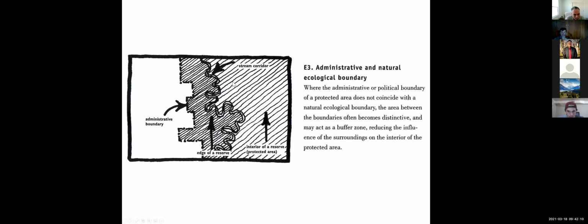Right, so in this case, that stream corridor would probably be creating a more natural type of an edge for that interior of the reserve. But they've created this sort of additional buffer area with this administrative boundary that provides additional protection for both the stream and the interior of that reserve. Right, and again, this is going to help to protect from any influences of any development or agriculture or whatever human activities might be happening on the other side of that boundary.